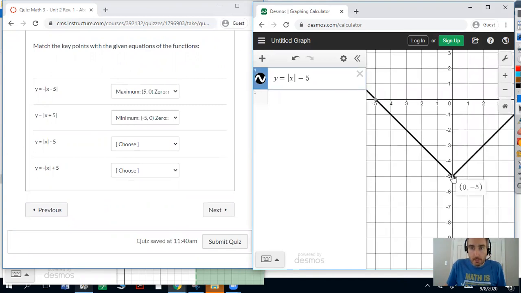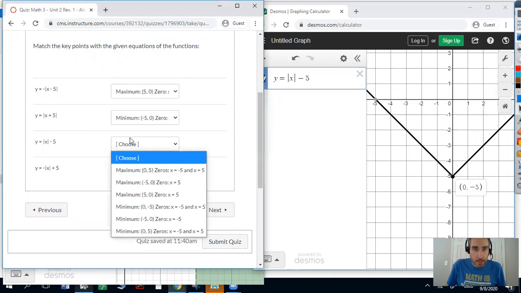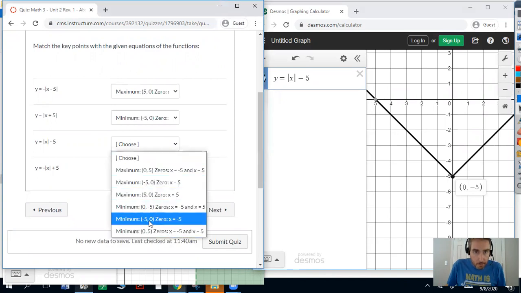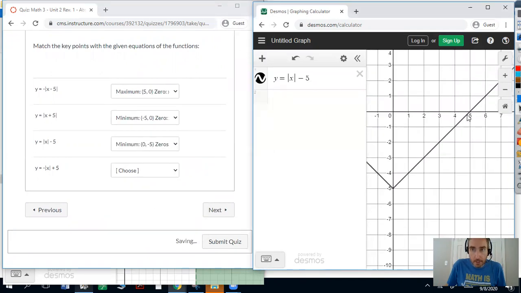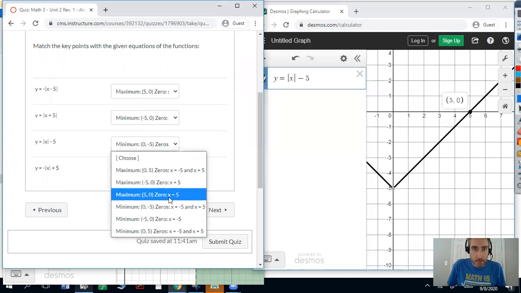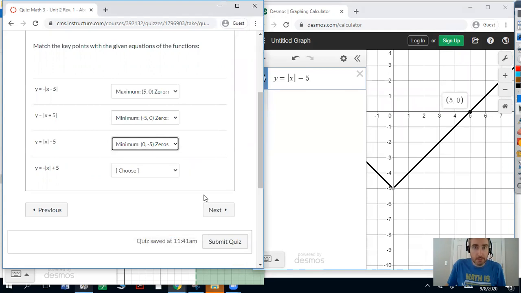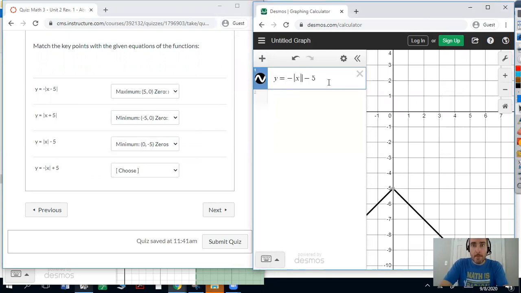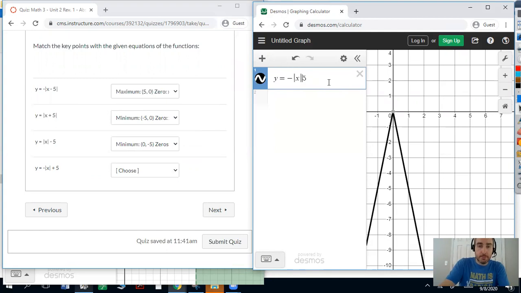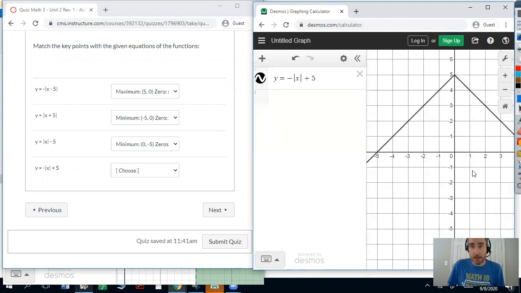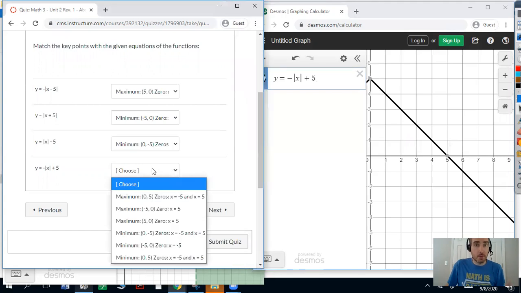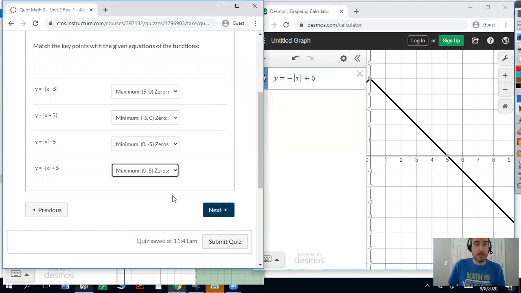All right, that's going to have a minimum at (0, -5), and zeros at -5 and positive 5. So zeros at -5 and positive 5, minimum at (0, -5). And then finally, the last one is going to have this be negative and that positive, plus 5. And so that's going to be a maximum at (0, 5), and your zeros are still going to be at -5 and positive 5. So a maximum at (0, 5), zeros at -5 and 5.